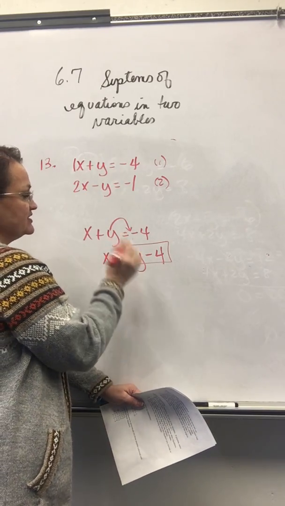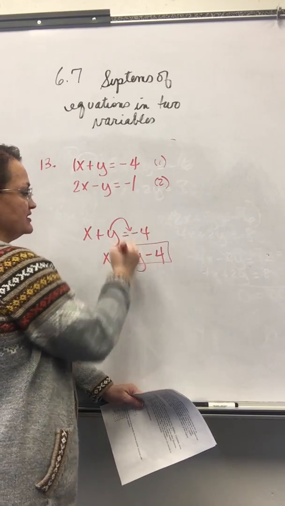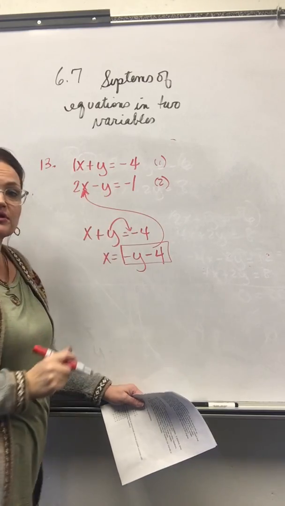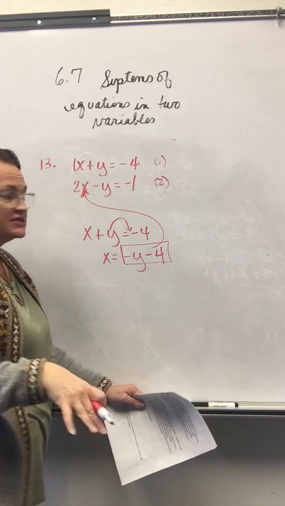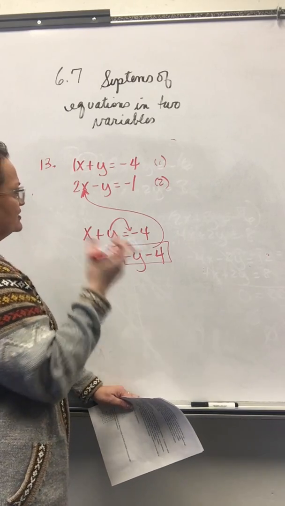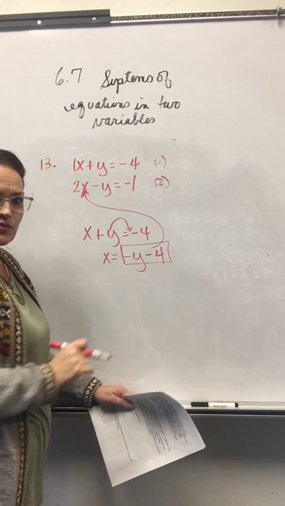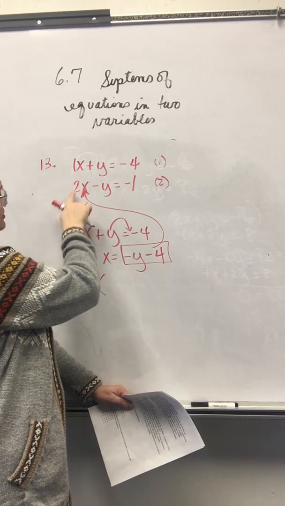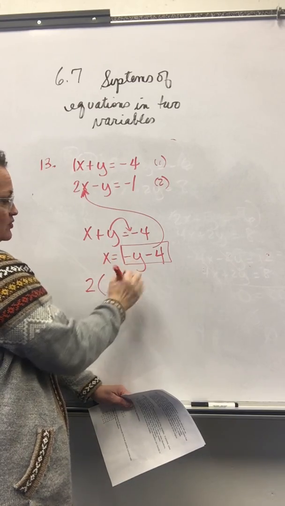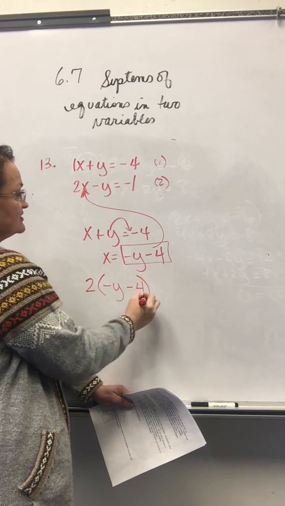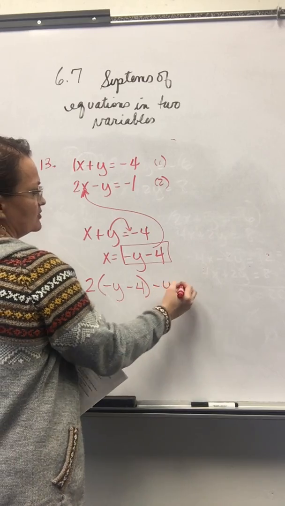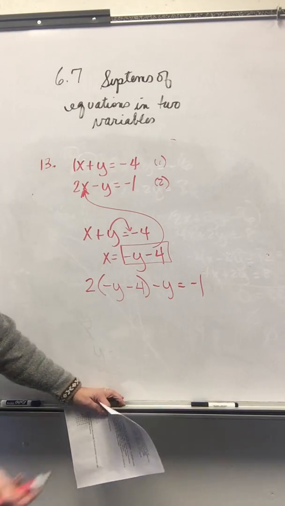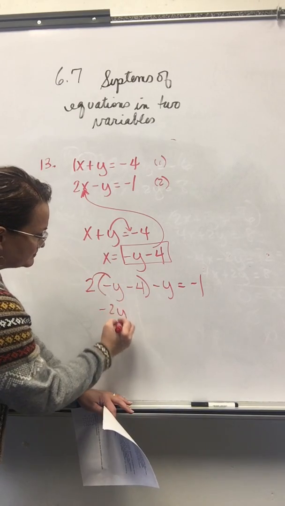So what we'll do, step 2, is take this quantity that we got for x and sub it in for the x in the other equation. And this is just neat, it works. If you've never seen this before, you might be thinking, why? But it does work. We plug this in for that x and rewrite equation 2: 2 times negative y minus 4, minus y, equals negative 1. And now we have a solvable equation. We can distribute the 2.